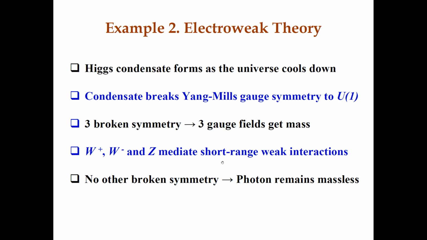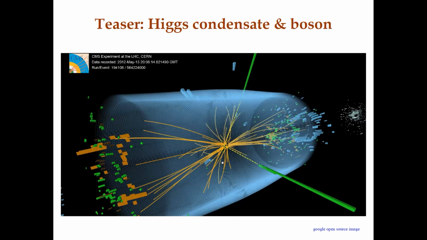Okay, so a teaser for you. We learned about the Higgs boson in 2014. They said they found the Higgs boson, and I also talked about the Higgs condensate, right? So can any of you tell me what these things are? Are they the same, or what do they mean? The Higgs condensate and the Higgs boson. Any idea?